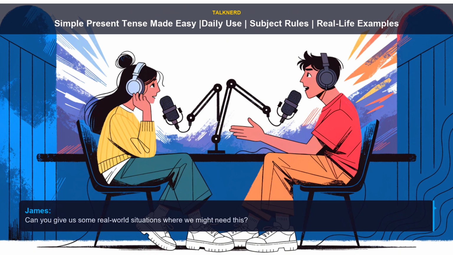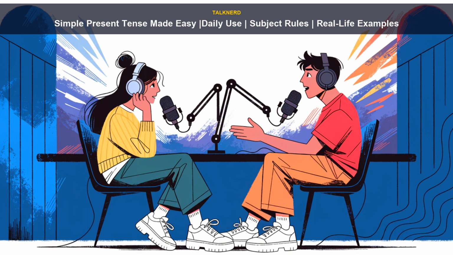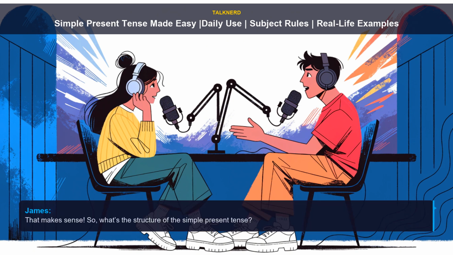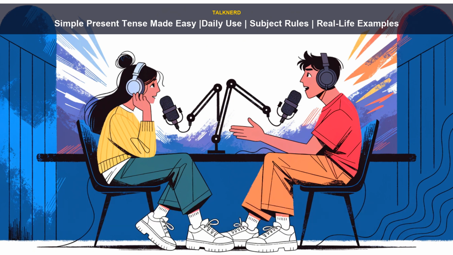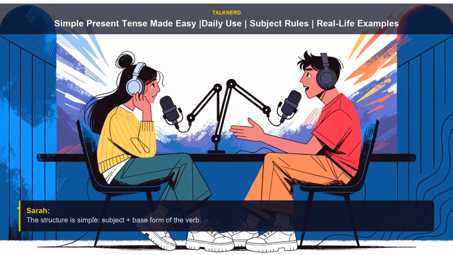Can you give us some real-world situations where we might need this? Sure. You'll use it when talking about your day, your job, or your hobbies. That makes sense. So, what's the structure of the simple present tense? The structure is simple, subject plus base form of the verb. Can you give us some examples?